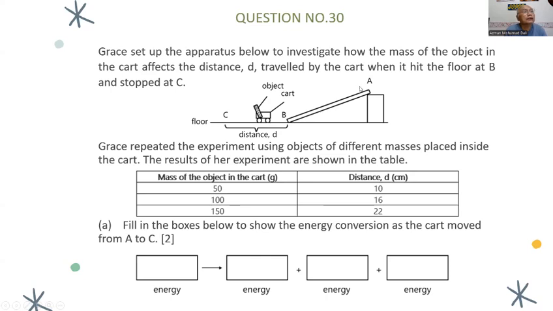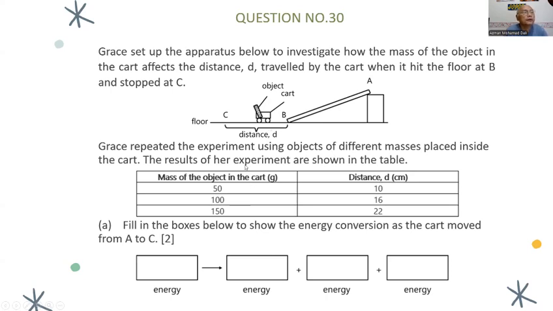In other words, the card was released from here. So when the card was released from here, it hits the floor at B and then it moved, okay, and stopped at C. So they wanted to find out, is there a relationship between the mass of the object in the card? The card, of course, has got a constant mass. So how much more you put in will affect the mass of the card. Okay, so the mass of the card is affected by the amount or the mass of the object you put in the card. So that's the aim, whether the mass of the object in the card affects the distance moved by the card on the floor, and it's the distance d.